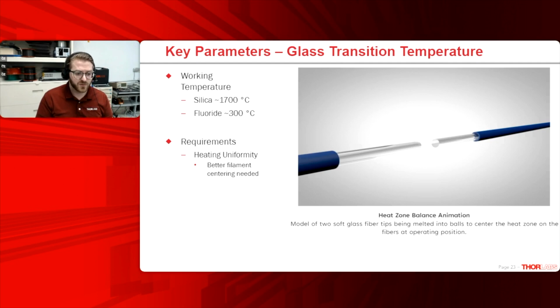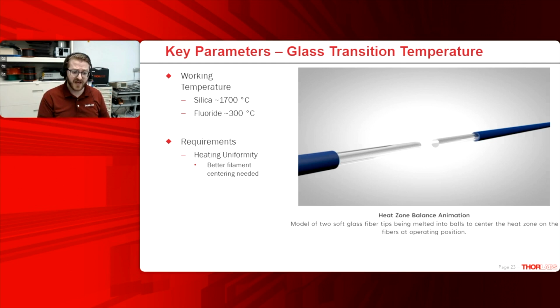Next, moving into processing parameters. Glass transition temperature is a range. So glass has a phase between liquid and solid. For silica, that range is around 1700 degrees Celsius, but it's a few hundred degrees wide. For soft glasses, what that range is varies a lot depending on what type of soft glass you're using. For fluorides, it's in the neighborhood of 300 degrees, but the width on that is only tens of degrees wide. So you have a much narrower working range to be in.